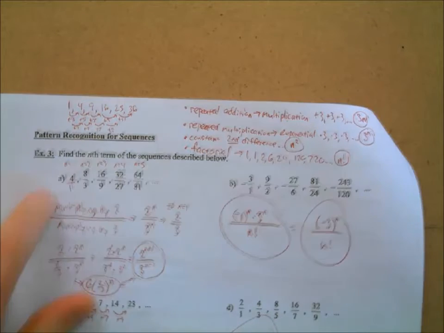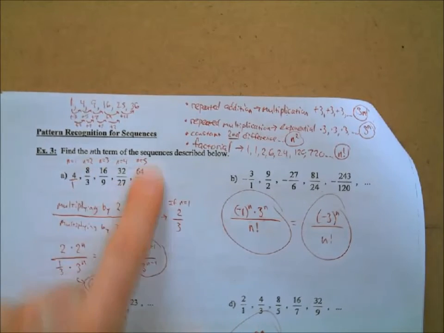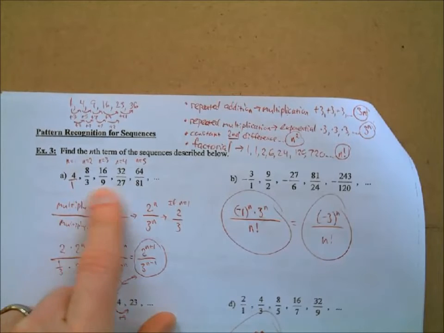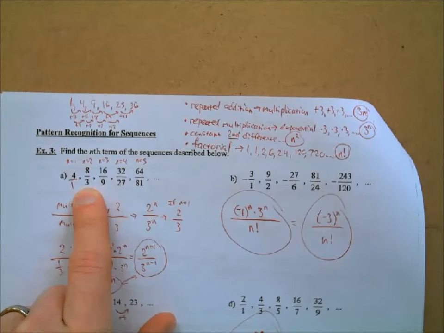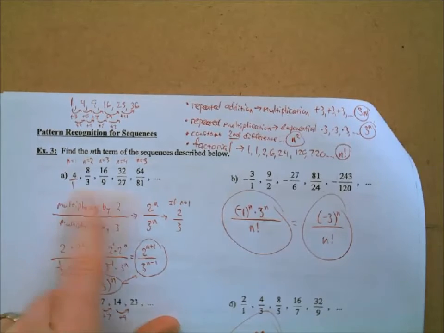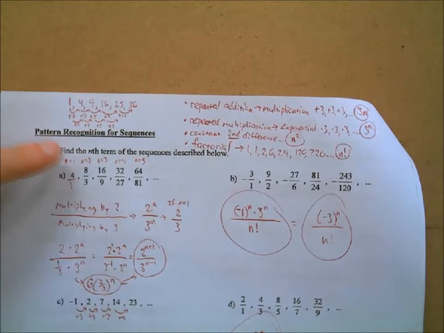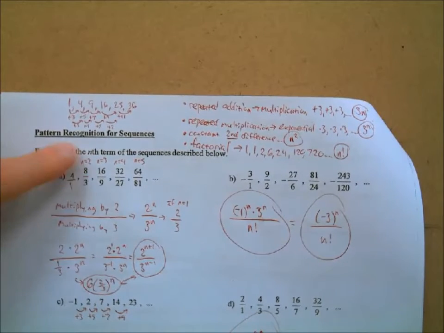Letter A. If you look here, this is the first term, second term, third term, fourth term, fifth term. You'll notice that the last 4 terms here are all fractions, but 4 was not. So we made it a fraction to make it match its friends, 4 over 1 as opposed to just 4. I labeled them too: first term, second term, third term, fourth term, fifth term.